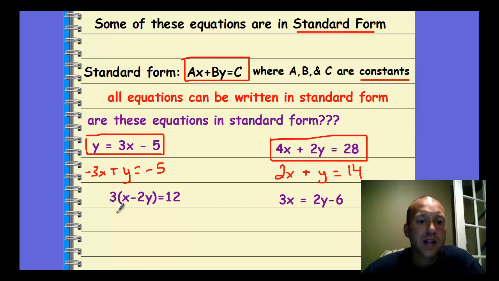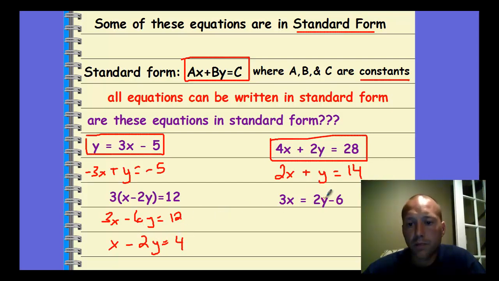Third equation, this is not simplified. I would need to simplify it first. And then I could actually divide both sides by 3 to write another equivalent equation and make the numbers a little smaller. And the last one again is not in standard form. I can subtract 2y. Write the x's first, then minus the 2y equals -6. And so there's another example of standard form.